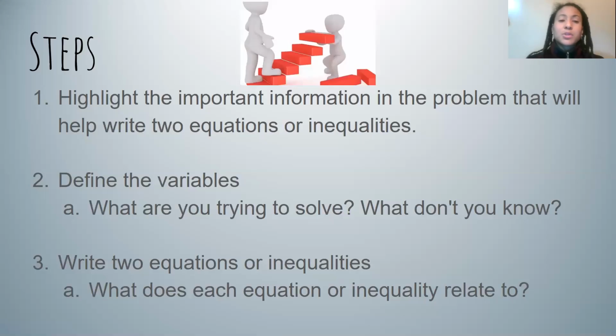So the steps to setting up, we want to highlight the important information in the problem that will help write the 2 equations or the inequalities. Then we want to define the variables. Remember, variables are letters that represent unknown values, all right? So we want to know what are we trying to solve for, and then what don't we know, all right? And then we want to write the 2 equations or inequalities. So we want to know what does each equation or inequality relate to. So it's going to make a little bit more sense as we're going along. So just be a little patient, okay?